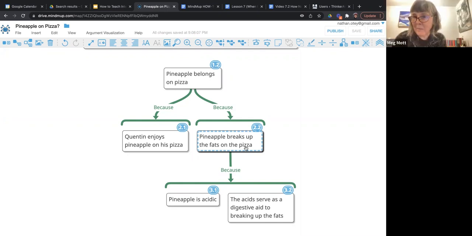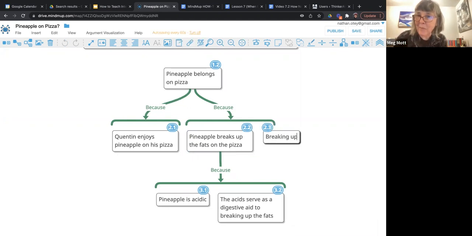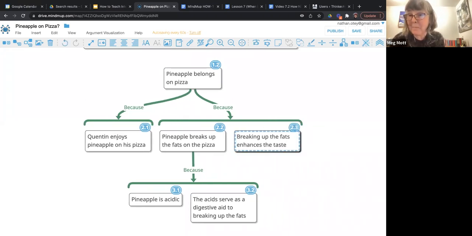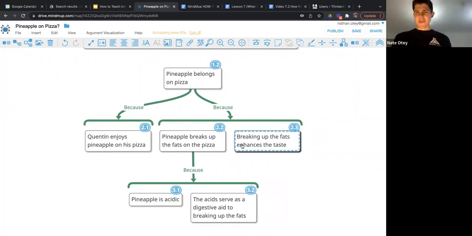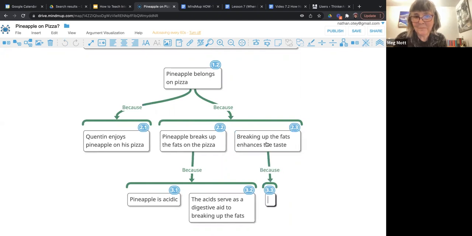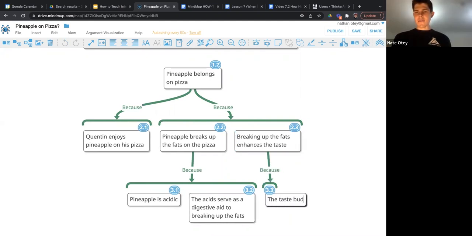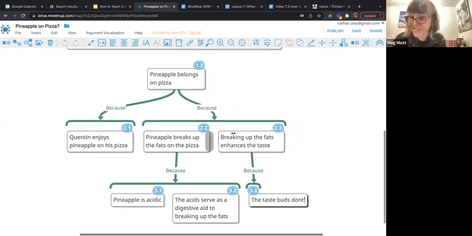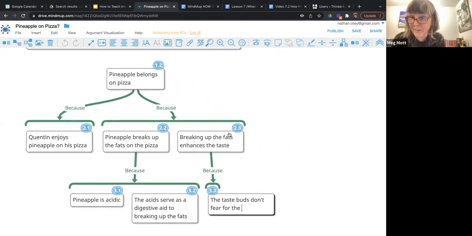I was going to say that my taste is, I always feel better when I'm eating when I don't feel as if I'm clogging my arteries. So I think my taste buds are enhanced by the feeling that my arteries are getting a digestive aid in the same bite. Okay, so if I got you correct here, you're saying that the reason it's a good thing that pineapple breaks up the fats is because it enhances the taste. And maybe a reason to believe that it enhances the taste is the taste buds don't fear for the arteries or something? Exactly. They are concerned, the taste buds.